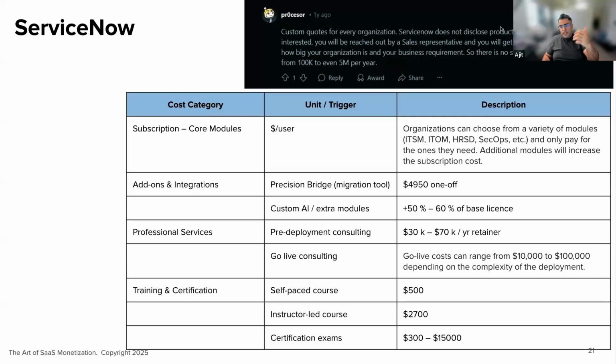There are core modules: ITSM, ITOM, HRSD, SecOps, right? You can buy any one of those and scale per user. Then you have add-ons and integration. Custom AI models are 50 to 60% of base license. When I created pricing models at Narvar, I made it a percentage of base and not a fixed-price add-on, because then I can scale the volume, scale the add-on based on the customer, right? What does that allow me to do? It allows me to capture the willingness to pay from a large whale, a customer that is a whale, and I capture all of the price point.